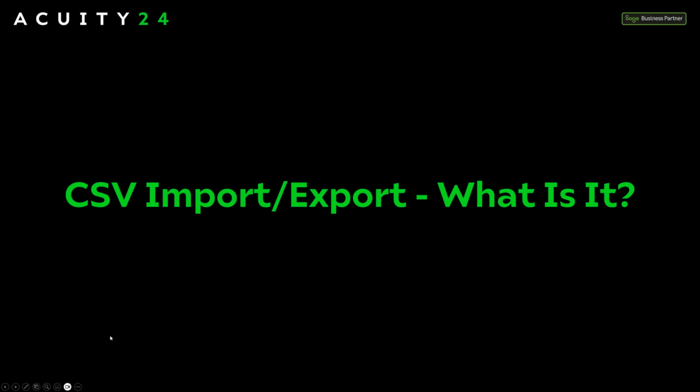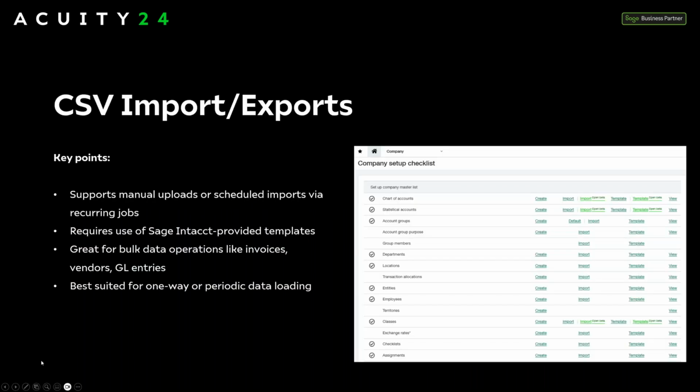The first one that we'll be discussing is CSV Import Export. What is it? The key points to know are that it supports manual upload or scheduled imports via recurring jobs. It requires use of Sage Intacct provided templates, which I'll show you in the system where to locate. It's great for bulk data operations like invoices, vendors, and GL entries, and it's best suited for one-way or periodic data loading.